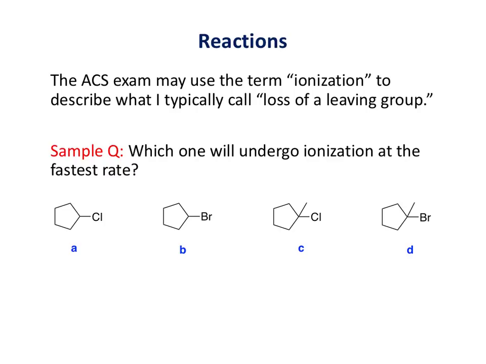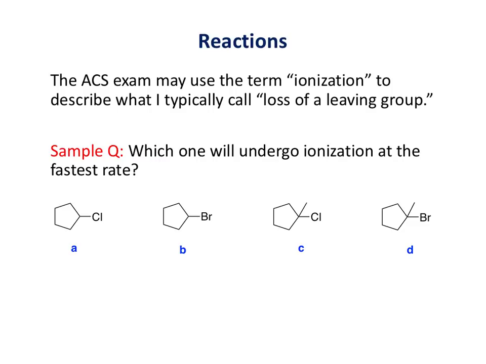All right, another thing with reactions. If I had to say the two hardest parts of the exam, one is their use of condensed structures, and second is just terminology. Sometimes they use terminology that's a little different than what I would use. So one thing to keep in mind is the term ionization. That's basically what I call loss of a leaving group. So here's a sample question: which one will undergo ionization at the fastest rate?